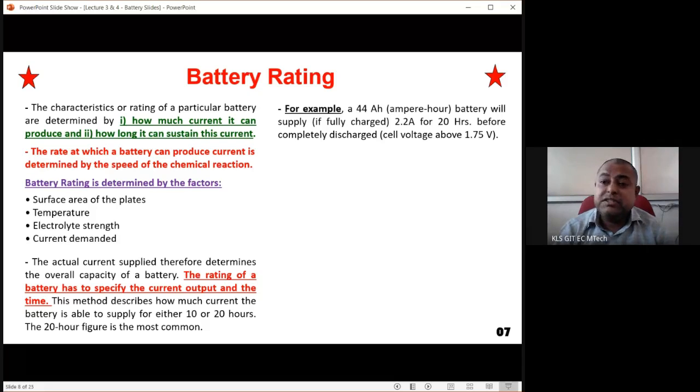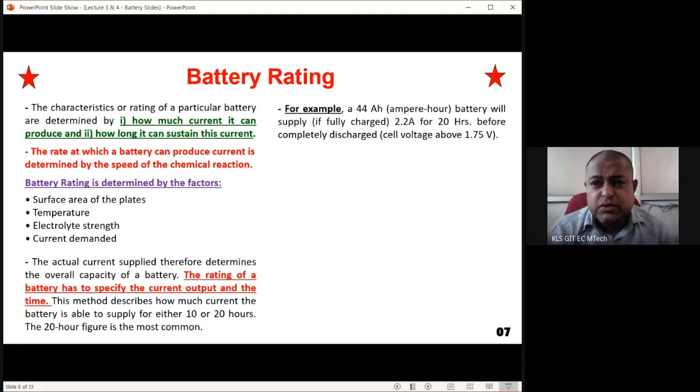It means that if fully charged, so first the full charging has to happen, the battery should be 100% charged. If the battery is 100% charged, then for 20 hours it can give us 2.2 ampere current. Constant current of 2.2 ampere it can give us for 20 hours before it is completely discharged, and this is also a very important rating, before it comes to 1.75 volt. So this is the discharge voltage, a very important thing, remember. Whatever the initial voltage of 12 volt, when fully charged it will give us 2.2 ampere for 20 hours, and the whole battery will discharge to the lowest voltage level of 1.75.